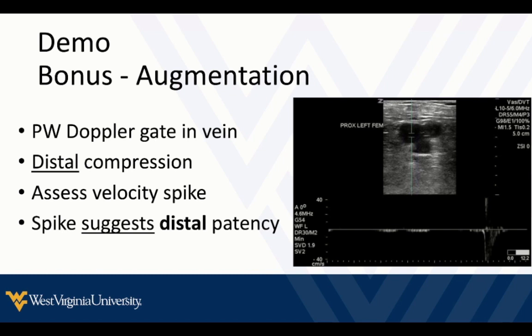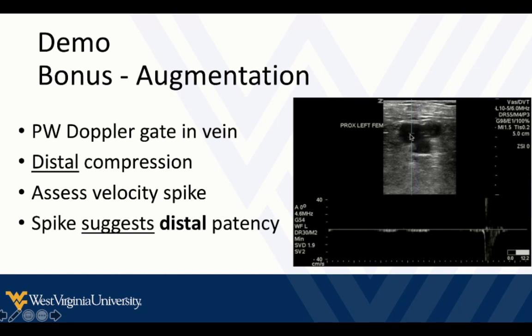One, don't hesitate to seek help from a consultative or a comprehensive ultrasound as soon as possible in these cases, but also there's some other tools that you can use. So how do you assess augmentation? Essentially, you identify the vein of interest. So in this case, it looks like someone's left femoral vein.